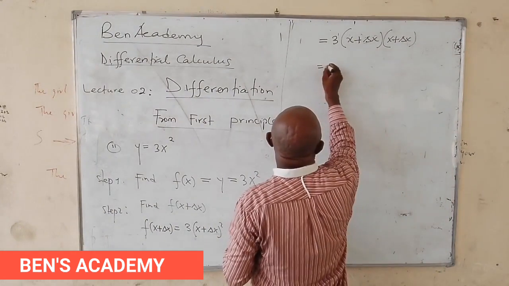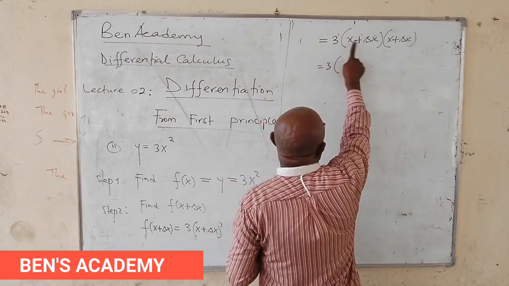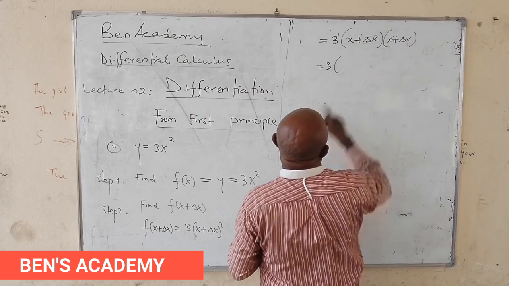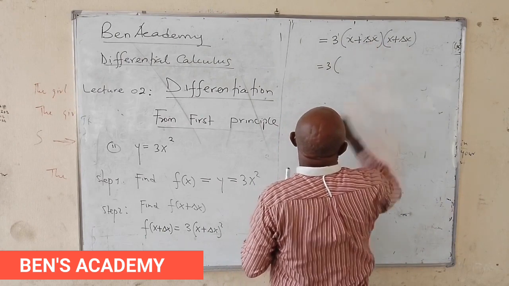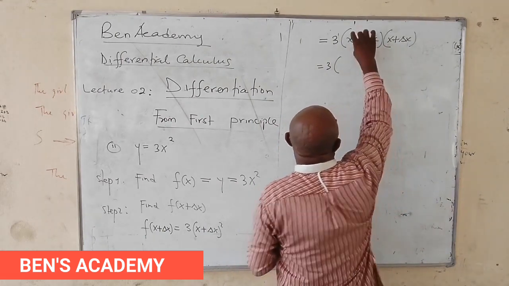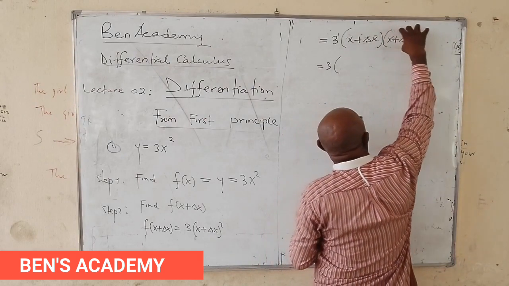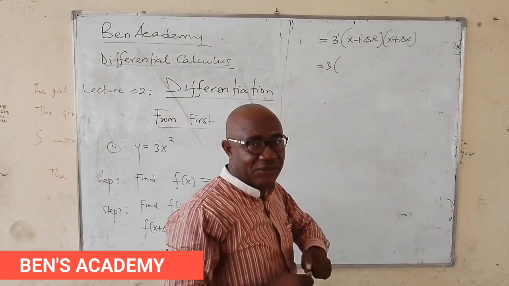So right now, I will expand. To expand this, it means I will times x by this x, times x by this. Then I will equally times delta x by x, times this by this. So I times this by all in the first bracket, times this by all in the first bracket. And that is what is called the left distributivity law.